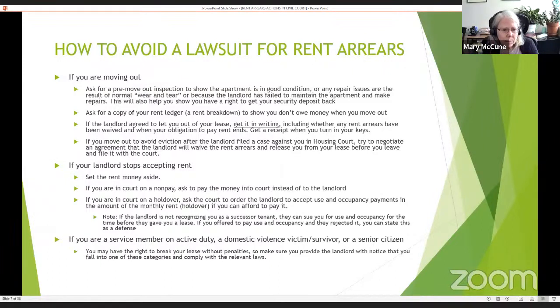When we're talking about breaking a lease, there are some laws that protect certain categories of people from penalties if they do move out before a lease ends. That includes service members on active duty, domestic violence victims and survivors, and senior citizens in certain circumstances. So if you find yourself in one of those categories, you would want to investigate that before you move out and make sure you comply with any notice requirements in order to get the protection of those laws.